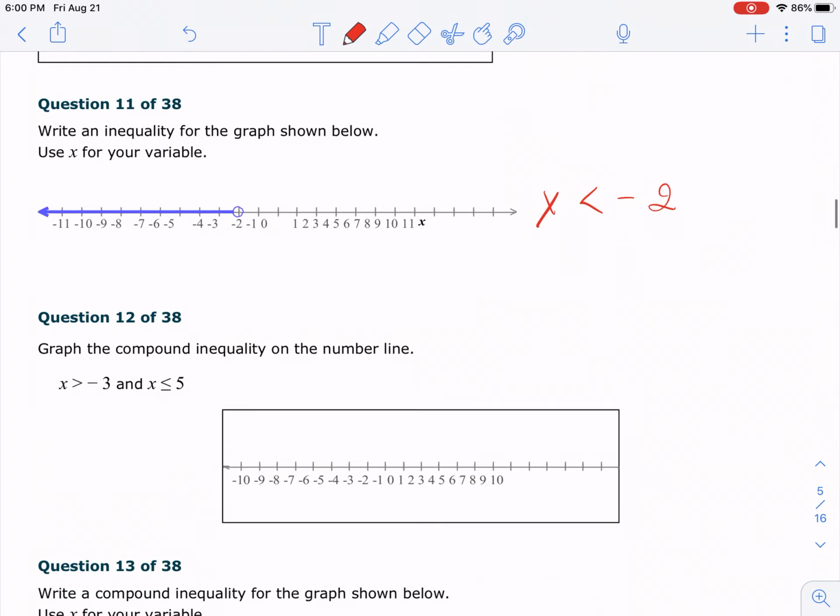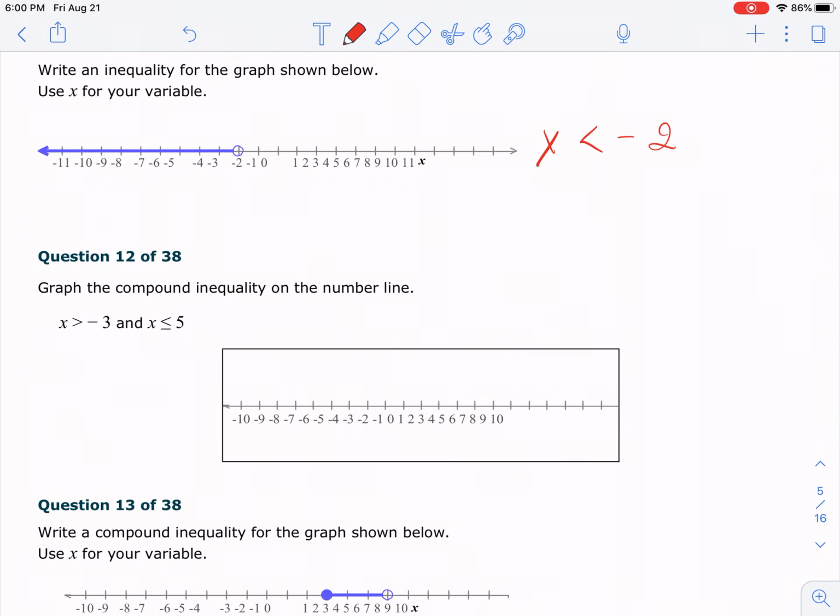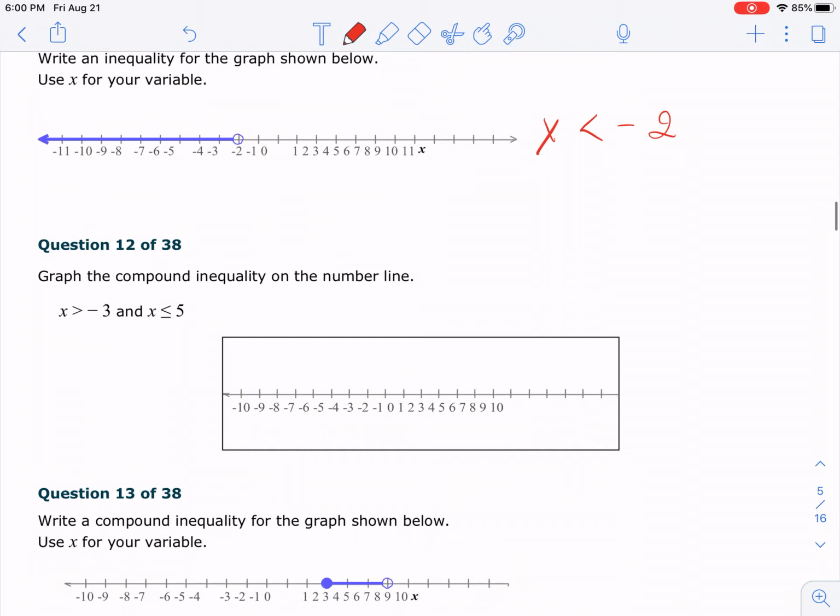Moving on to number 12, we have to graph the compound inequality on the number line. So what we have to take a look at is the symbol right here. That means it's the intersection, right? So we have all the numbers greater than -3 and less than or equal to 5. So we have 5 included and -3, open circle, and everything in between.